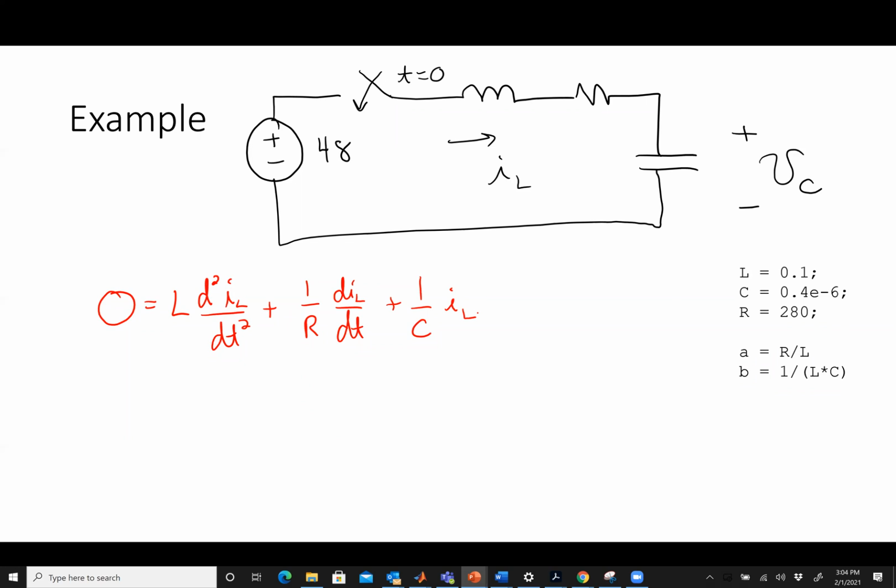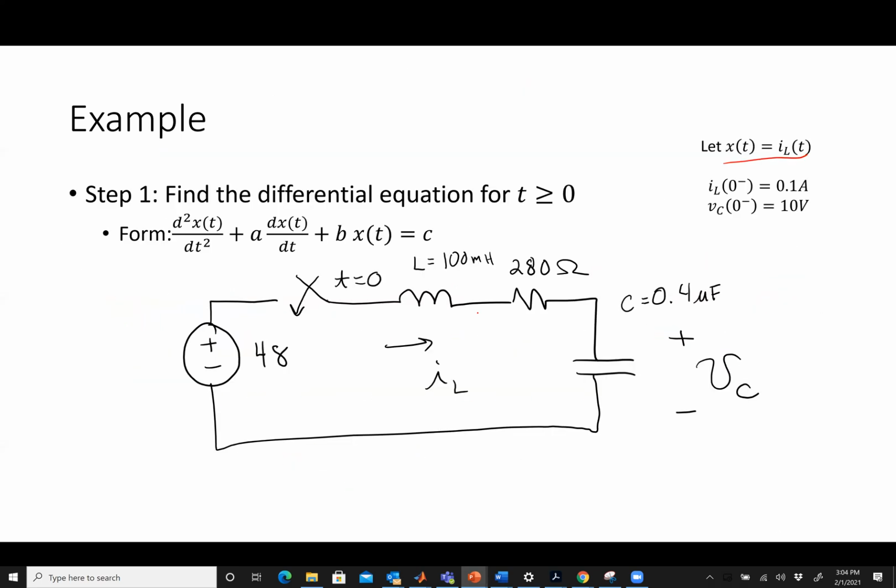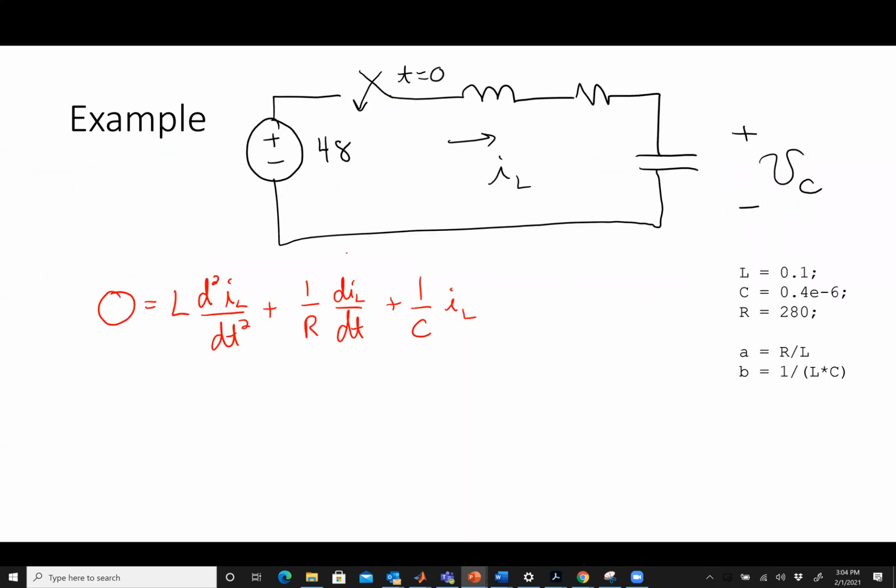Is that in my standard form though that I gave us? No. Yeah, my standard form is basically this guy here. So I want to get that second order term to have a coefficient of 1, right? So basically, what do I have to do to get a coefficient of 1 on that first term?